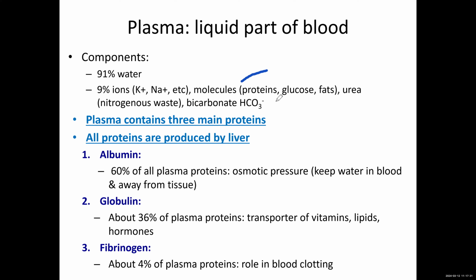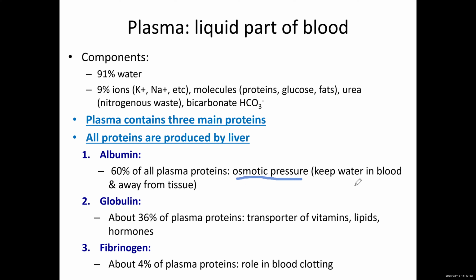Those proteins of the plasma, there are three main proteins. All these proteins are produced by the liver. So the liver makes the proteins of your blood. Now, what are those proteins? First is albumin. This is 60% of all plasma proteins, and it's important in osmotic pressure.